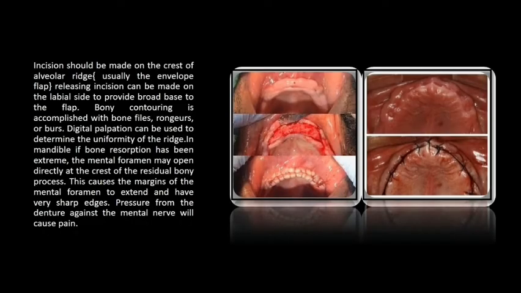Incision should be made on the crest of the alveolar ridge, usually the envelope flap. Releasing incision can be made on the labial side to provide broad space to the flap. Bony contouring is accomplished with bone forceps. Digital palpation can be used to determine the uniformity of the ridge. In the mandible, bone resorption may be extreme. The mental foramen may open directly at the crest of the residual bony process. This causes the margin of the mental foramen to extend and have a very sharp edge. Pressure from the denture against the mental nerve will cause pain.